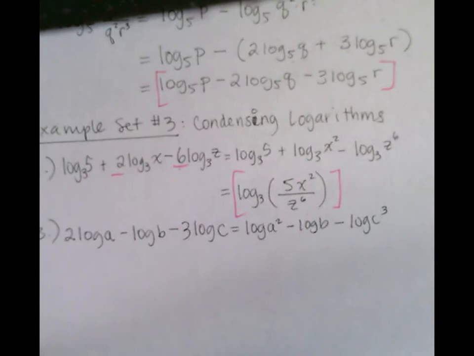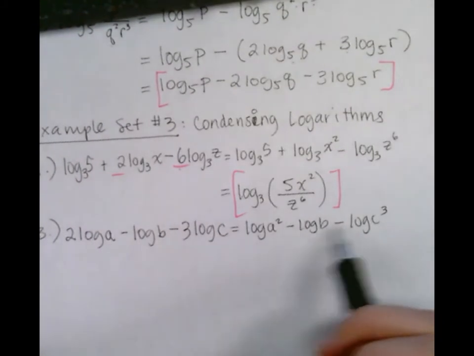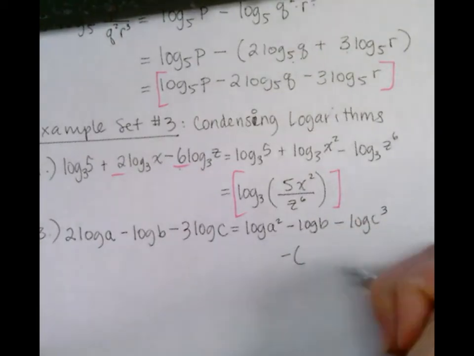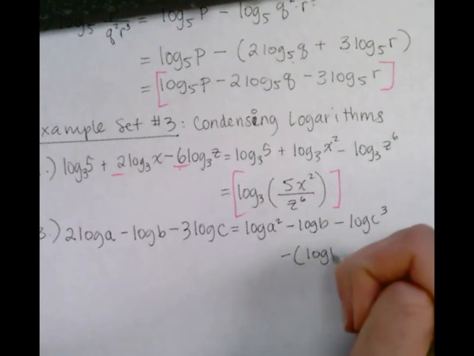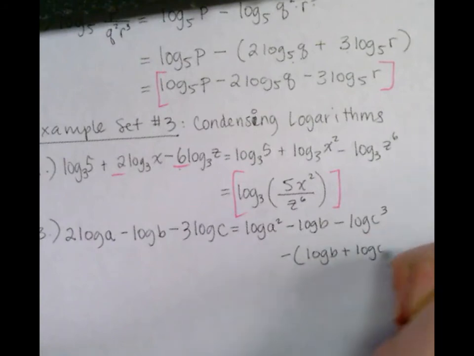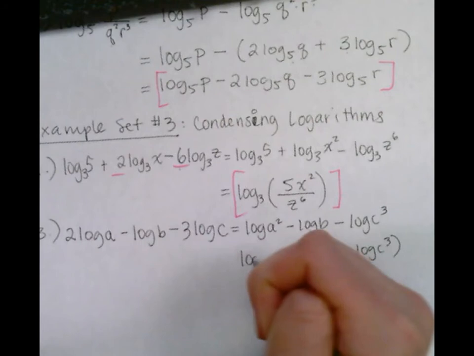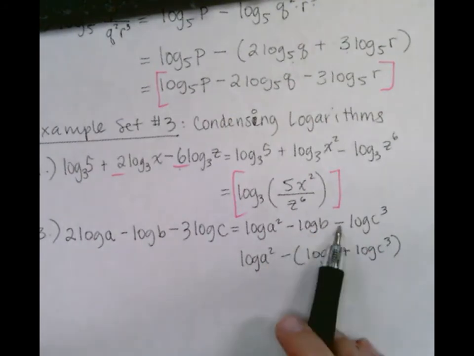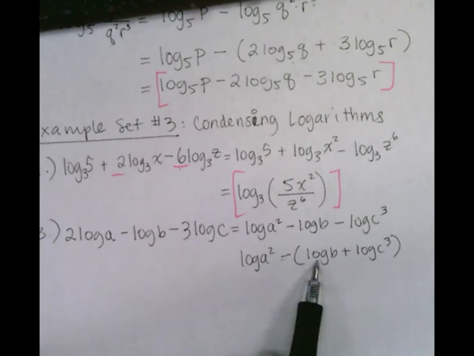Okay. So now what do I do? I have two subtraction signs. So that's like dividing twice, which might kind of hurt your brain to think about. But we could also factor out a negative sign and treat this as log b plus log c to the third and bring down the log a squared. So just follow what I did. I saw two negatives, so I factored out a negative and wrote this as a sum.